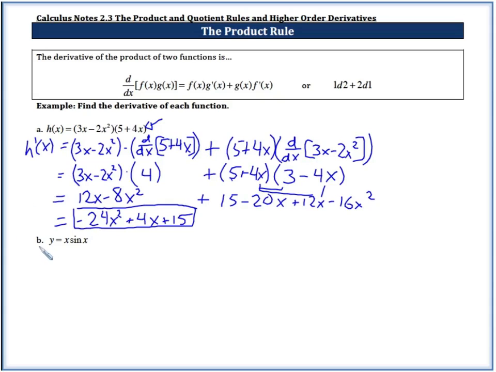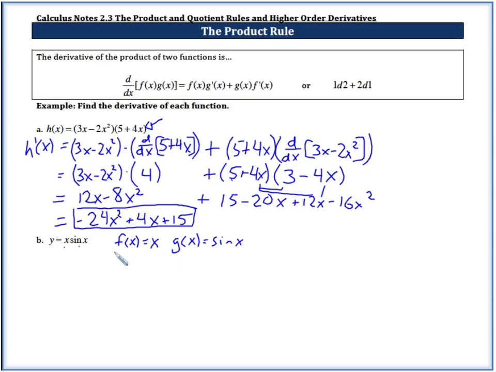But if we take a look at letter B, we have y equals x times sine x. I want you to identify that we actually have two functions. We can see f of x we could let be x, and then g of x we could let be sine x. In this case, if we multiply these two functions together, it doesn't help us out. We can't really combine these at all. So we do have to use the product rule here because we have one function times another.